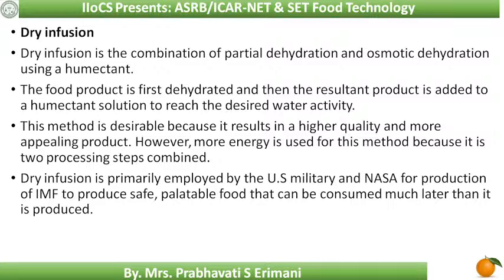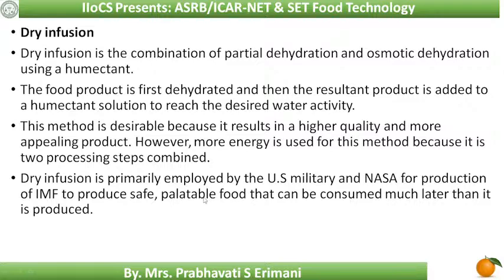So these are all the different types by which intermediate moisture food, IMF, can be manufactured. Dry infusion is primarily employed by the US military and NASA for the production of IMF, to produce safe, palatable food that can be consumed much later than it is produced. Dry infusion is a combination of partial dehydration and osmotic dehydration. It is also one of the methods. These are all the different processing types.